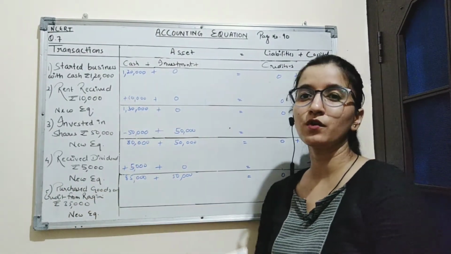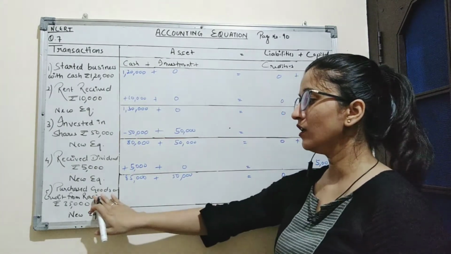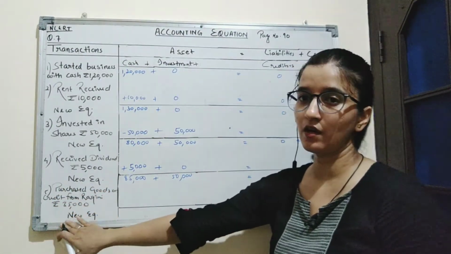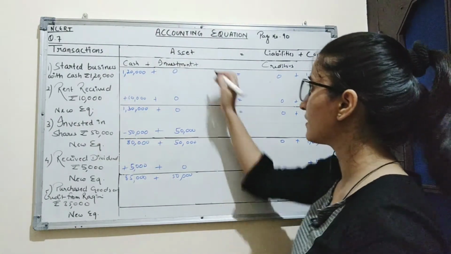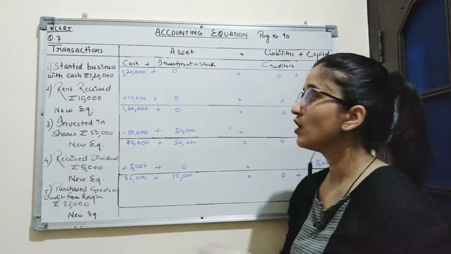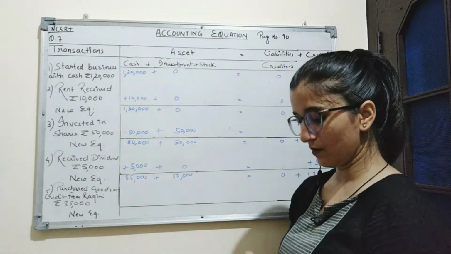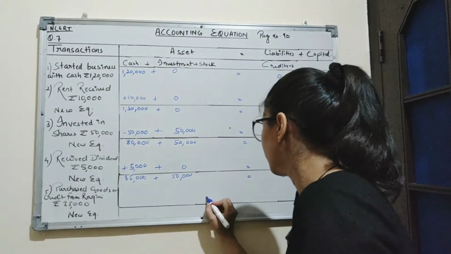So the company has purchased goods. Goods are also known as stock. Stock is considered an asset. So here goods are increased with the amount 35,000. So we will open a new column on the asset side with the name stock. So stock has been increased with the amount 35,000. We will write this amount in the stock column.